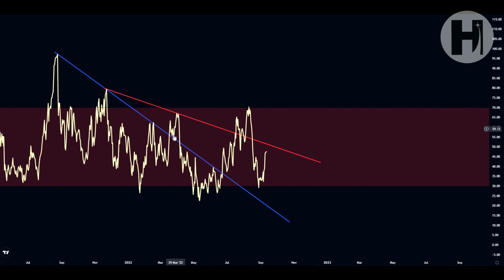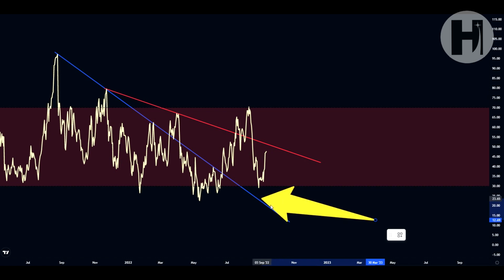We managed to have a little fake out here in March, but then we were rejected from the blue trend line once again in June. So now we're looking for the back test of support, and hopefully we can see that back test of support if we have another capitulation. We don't want to lose the blue trend line.